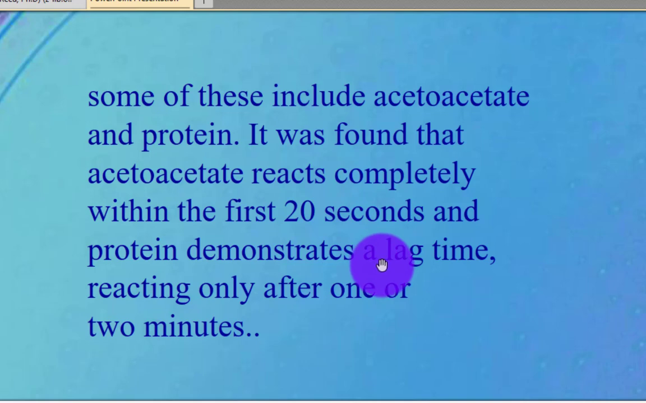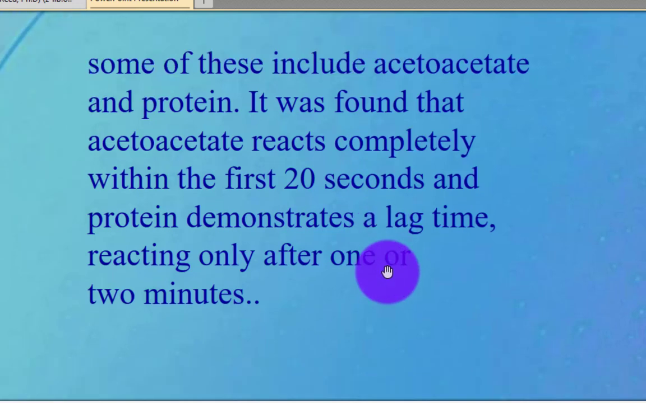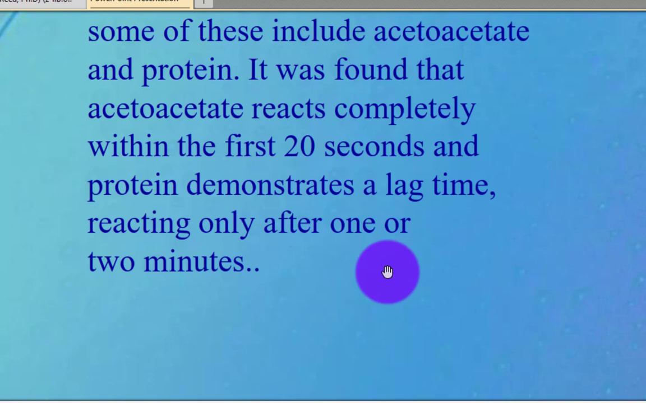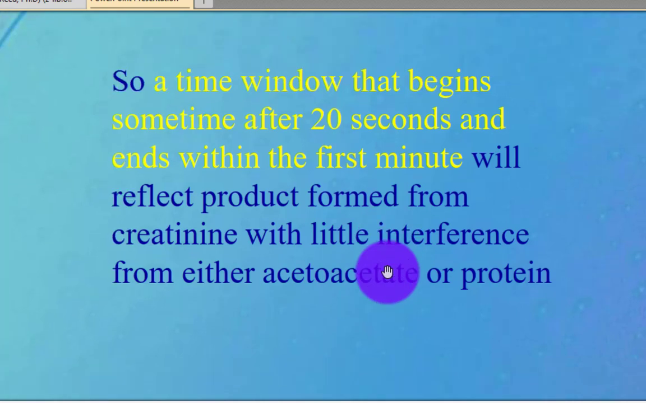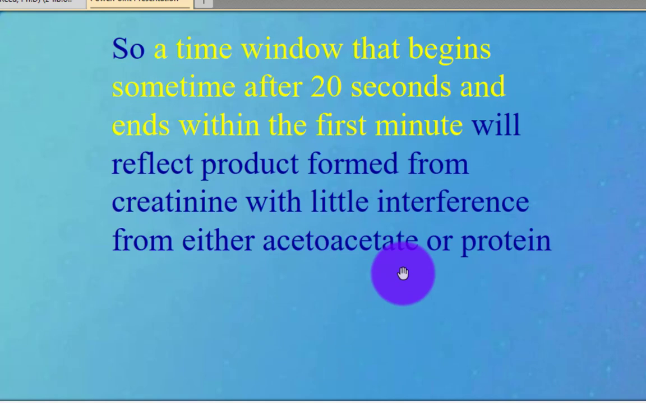It was found that acetoacetate reacts completely within the first 20 seconds, and protein demonstrates a lag time, reacting only after 1 or 2 minutes. So a time window that begins sometime after 20 seconds and ends within the first minute will reflect product formed from the creatinine with little interference from either acetoacetate or protein.